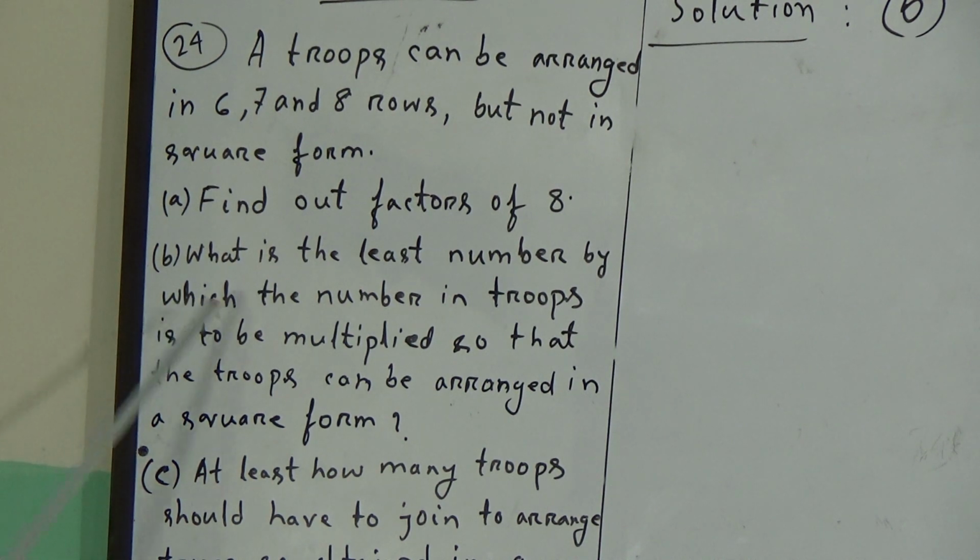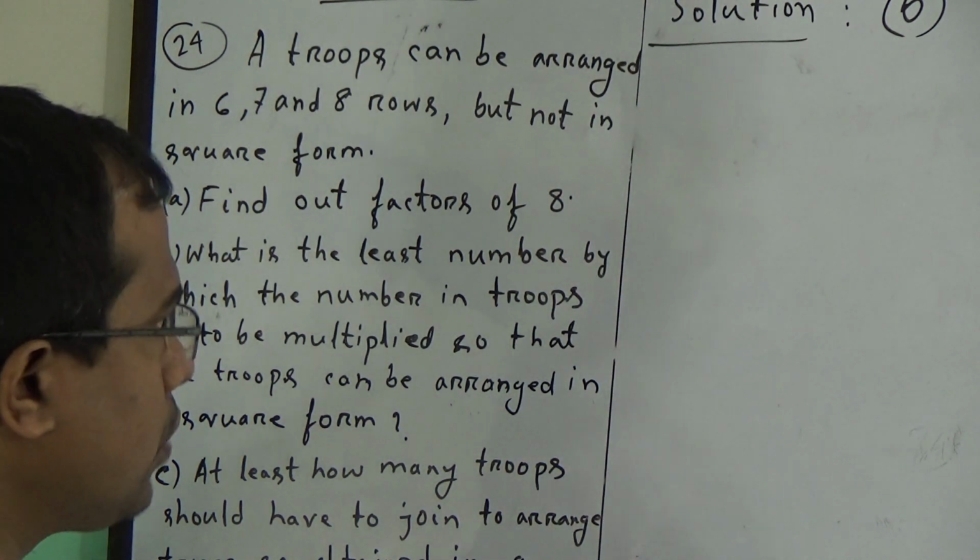Then the question is, what is the least number by which the number in troops is to be multiplied? Then we will express the LCM as the product of prime factors of that number. Then we will see which number has no pair. Then we can say by which number it is to be multiplied so that the number of troops can be arranged in square form.